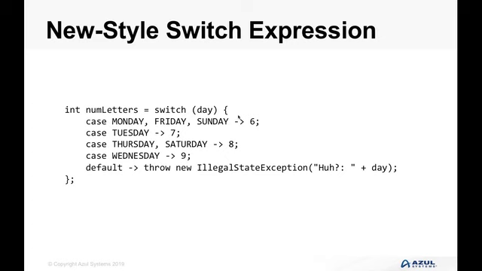And then they've used some of the syntax from the lambda expression, the arrow operator. And what happens here is that the right-hand side of the operator is the value that is returned from the switch expression and assigned to number of letters. So Monday, Friday, Sunday is 6, Tuesday is 7, and so on. And if we need to, we can obviously throw an exception if required.